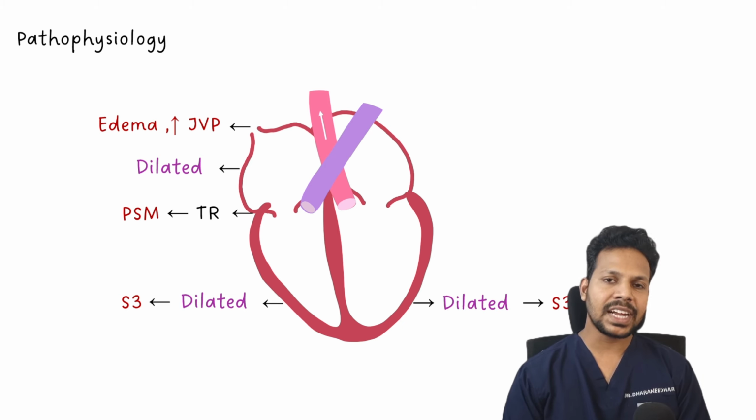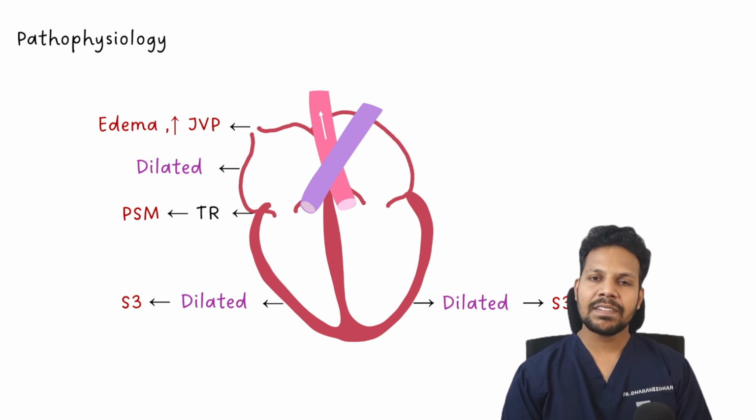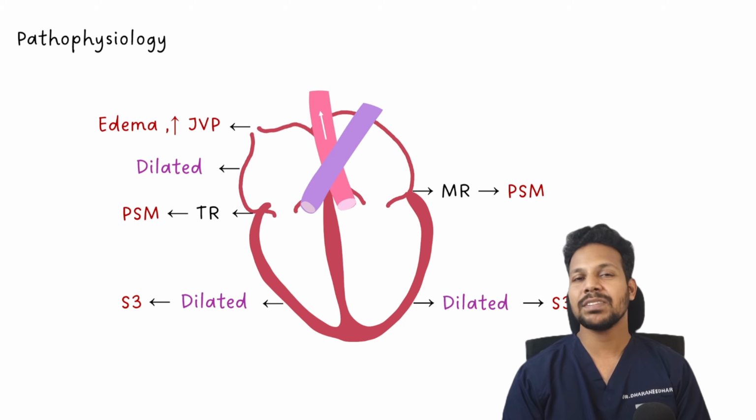So when you look at the left side, there is dilation of the left ventricle as well, and when the patient is in failure, there will be development of S3. This is LV S3. And since the mitral valve annulus is also increased in size, the patient will have mitral regurgitation and the patient will have this pansystolic murmur because of this mitral regurgitation.